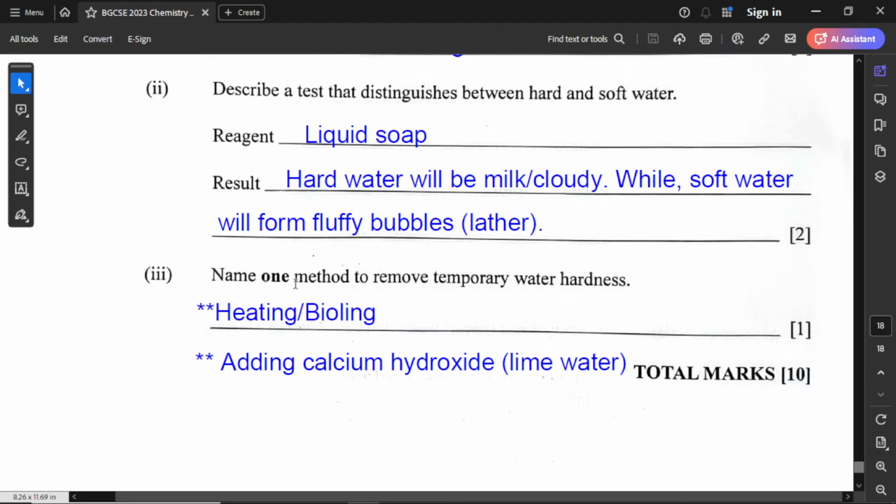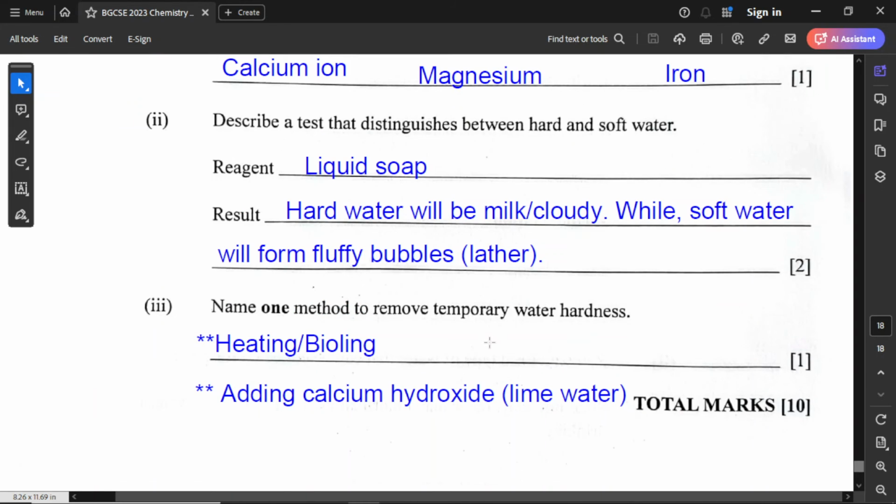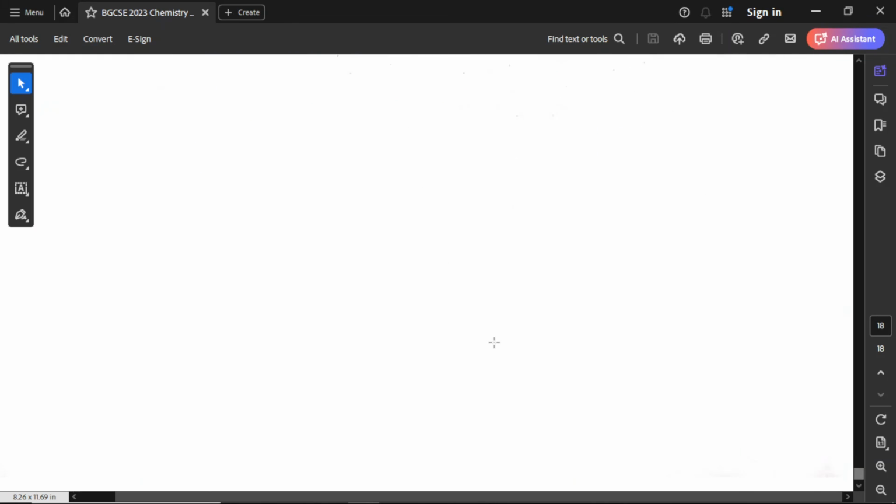The last part is to name one method to remove temporary water hardness, and there's simple heating or boiling. Or another way, which is a chemical way, you can add calcium hydroxide, which is lime water, and it will reduce temporary hardness. So that's the end of the review right here.